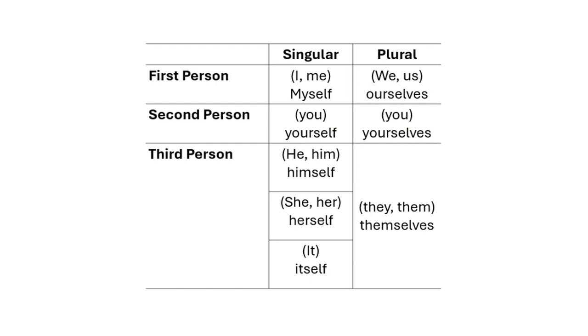In the third person, that is when we are talking to another person about a third person, for he, him, himself, she, her, herself, it, itself. And the plural form, the pronouns they, them, themselves.